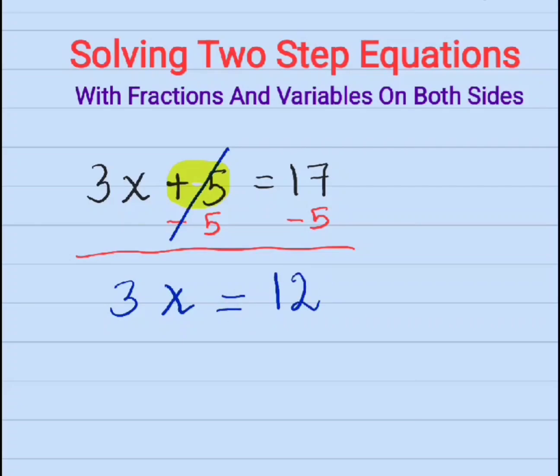Now all we need to do is separate the 3 from the x. The opposite of multiplication is division. So we need to divide both sides by 3. So x is 12 divided by 3, which is 4. And this is the answer.